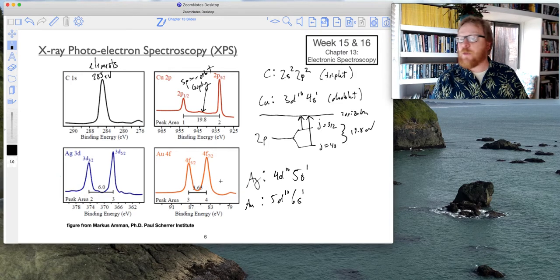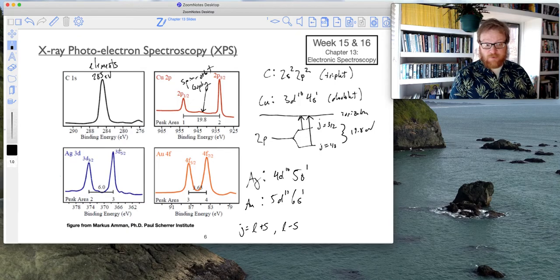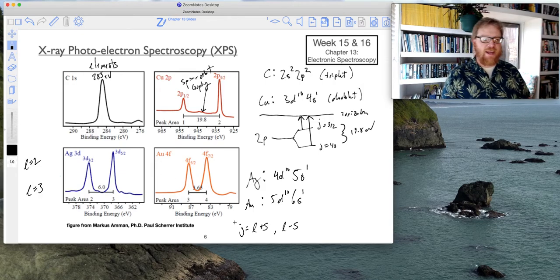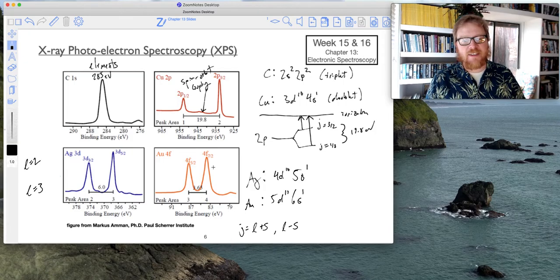And so we also notice now with our J terminology, recall J equals L plus S through L minus S. For the 2p level, L was equal to 1. So 1 plus 1/2 gives me 3/2, and 1 minus 1/2 gives me 1/2. But when we go to the d level, remember L is equal to 2. So that's where we get the 3d 5/2 or the 3d 3/2. And then for gold, for the f block, L is equal to 3. So that's where we get the 7/2 or 5/2.